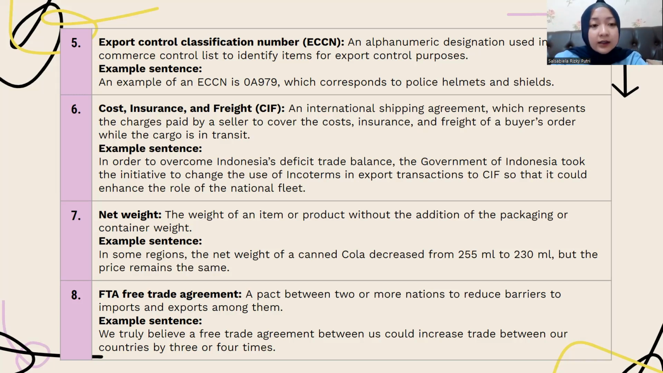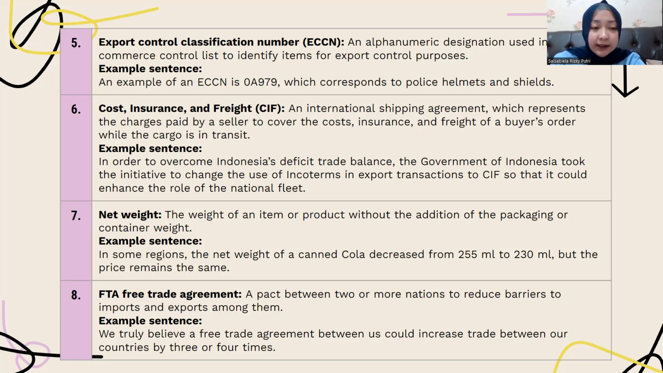Sixth, Cost, Insurance, and Freight, or CIF. This is an international shipping agreement which represents the charge paid by a seller to cover the cost, insurance, and freight of a buyer's order while the cargo is in transit. CIF only applies to goods transported via a waterway, sea, or ocean.